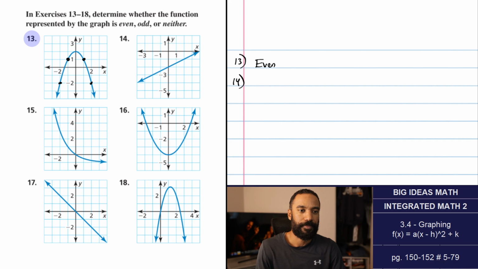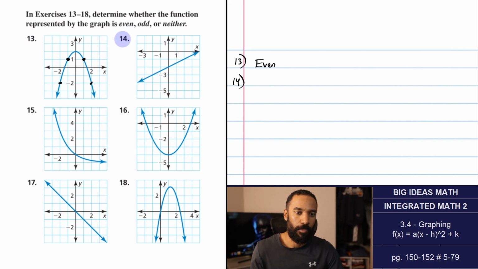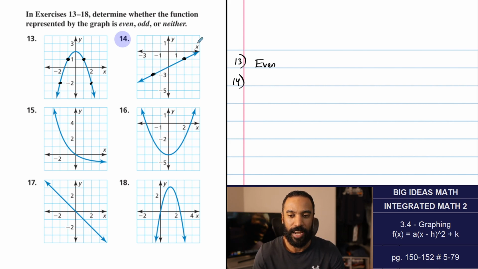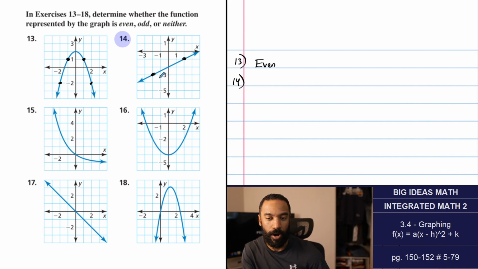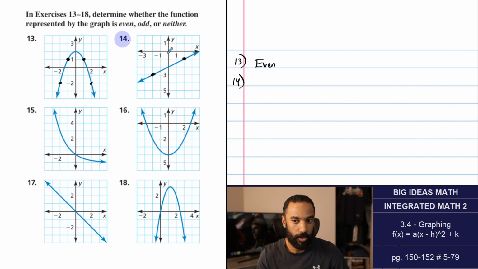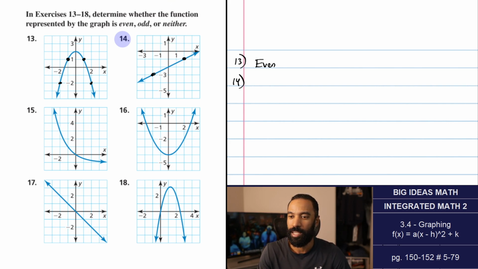Number 14, if I plug in some x and I get some y, I can use actual example numbers with this. I plug in 2 and I get negative 1, and then I plug in negative 2 and I get negative 3. Opposite x's did not give me either the exact same y nor opposite y's. This was not symmetric across the y-axis. This was not symmetric across the origin. This is a neither case. Number 14 is a neither case.